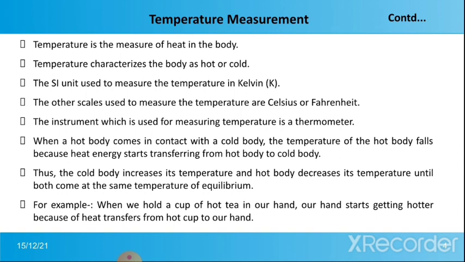When a hot body comes in contact with a cold body, the temperature of the hot body falls because heat energy starts transferring from the hot body to the cold body. Thus, the cold body increases its temperature and the hot body decreases its temperature until both come to the same temperature of equilibrium. For example, when we hold a cup of hot tea in our hand, the hand starts getting hotter because heat transfers from the hot cup to our hand.